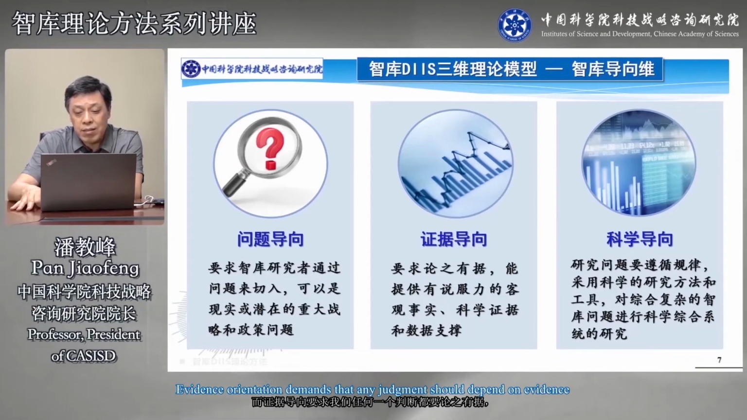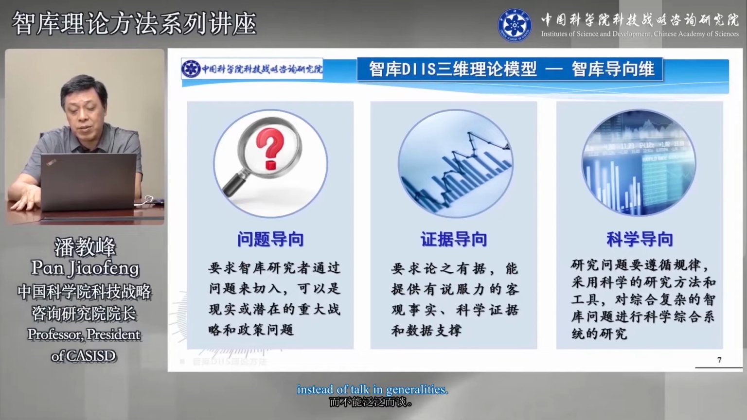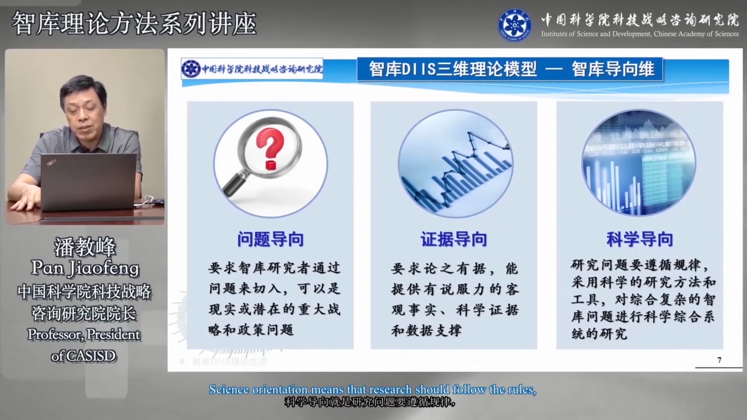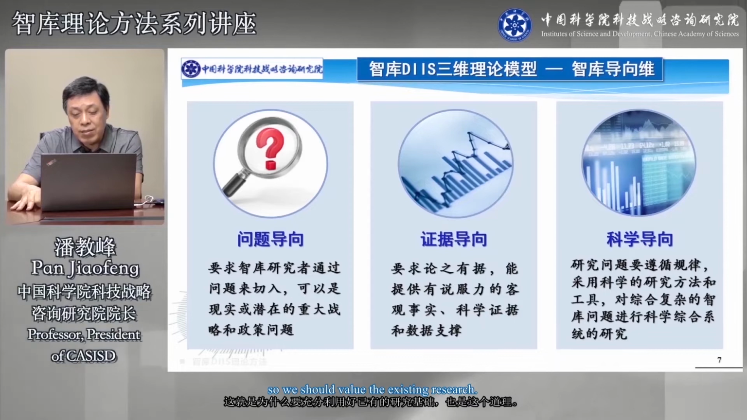Evidence orientation demands that any judgment should depend on evidence that are persuasive and objective facts, with scientific evidence and data as the support. Instead of talking generalities, science orientation means that research should follow the rules, and those rules are related to the existing scientific knowledge, so we should value the existing research.